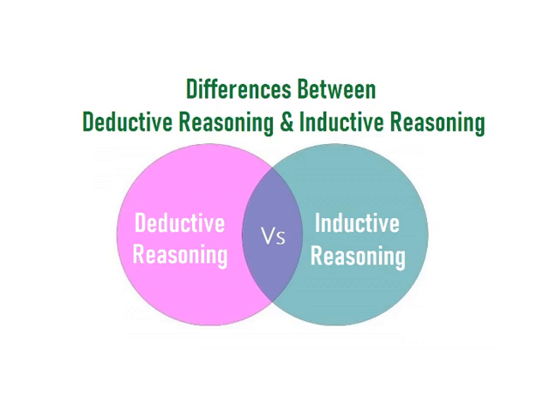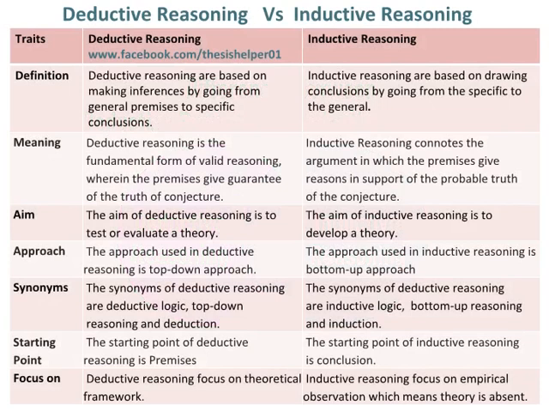Differences between deductive reasoning and inductive reasoning. Deductive reasoning versus inductive reasoning. Deductive reasoning is based on making inferences by going from general premises to specific conclusions, whereas inductive reasoning is based on drawing conclusions by going from the specific to the general.